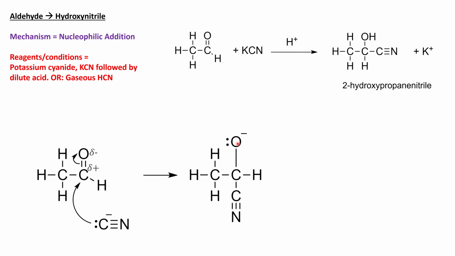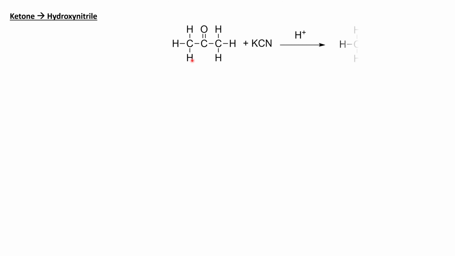Now we need to protonate the alkoxide intermediate via the addition of H+. The lone pair on oxygen will attack the hydrogen ion, and then we'll have our product. Next, let's look at how we can convert a ketone into a hydroxynitrile. I've drawn a reaction scheme here.